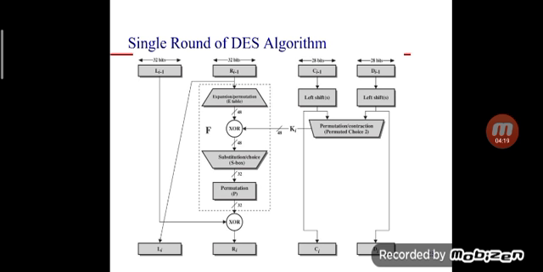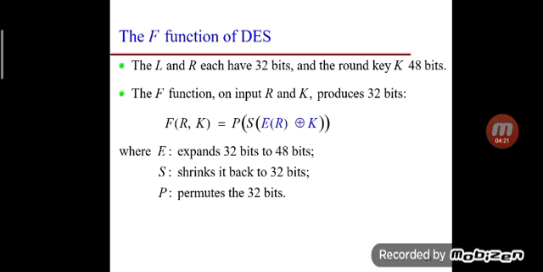Which function is used? Here we represent the function for the DES algorithm. We have two halves, left and right, each of 32 bits, and we generate the round key of 48 bits. Based on the function F with inputs R and K, we produce 32 bits. That function is represented here, and we use the XOR operation with the key.